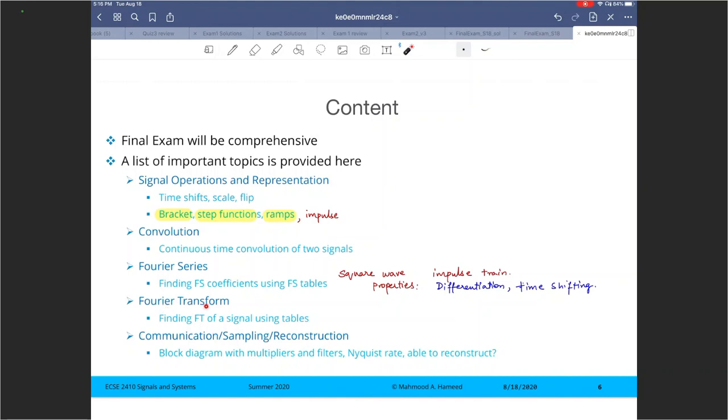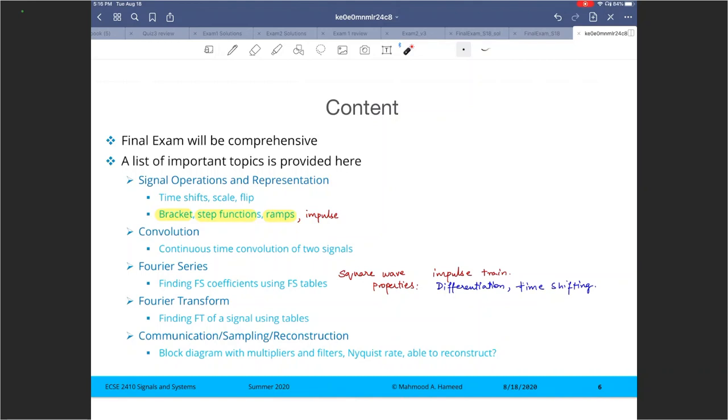Followed by Fourier transform. So if I give you a general signal that may or may not be periodic, can you use the tables again to find the Fourier transform of that particular signal? So again, this will also involve using the properties of Fourier transform.